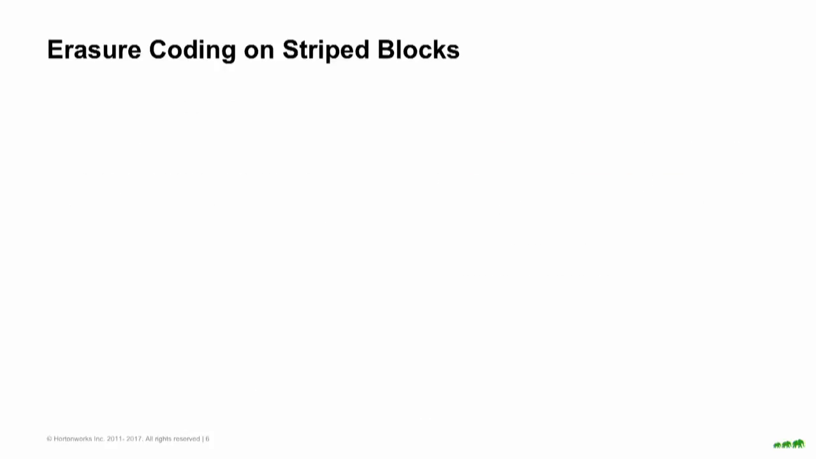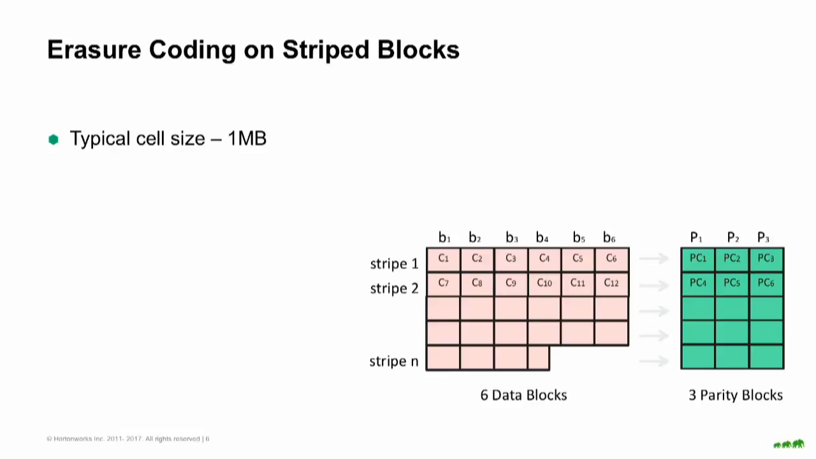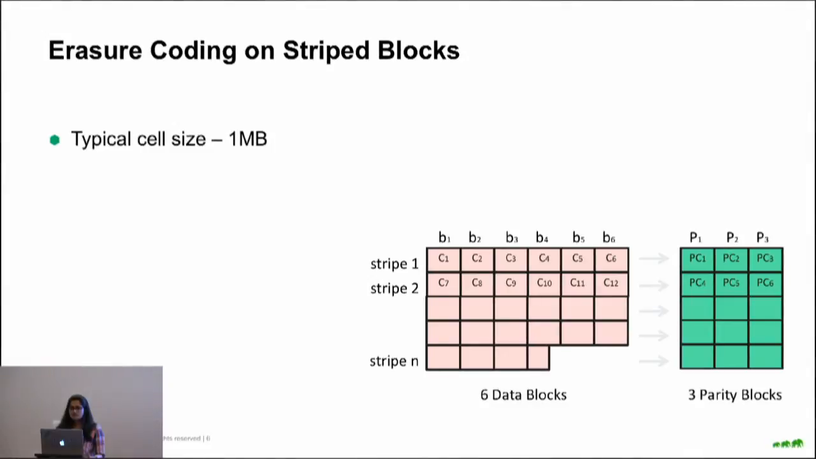Along with splitting the data into blocks, the blocks are further striped into cells. So instead of writing the data contiguously, the first MB (a typical cell size is 1 MB) is written to block 1, the second MB to block 2, and so on till block 6. After that, we wrap around and write the 7th MB to block 1 again. This enables the client to write to multiple data nodes in parallel. Blocks B1 to B6 and P1 to P3 together constitute one block group here.